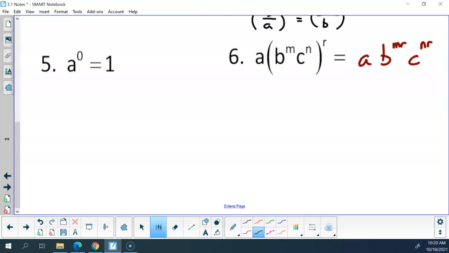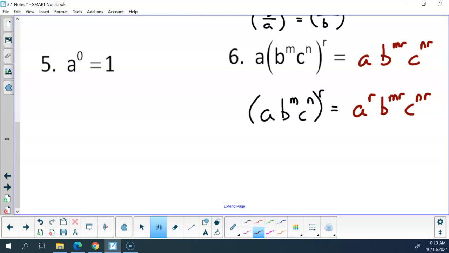Because the A is not in the set of parentheses. Now, if I rewrote that so that the A was in the set of parentheses, now that A is being controlled by that exponent, so it would also get it. In the first one, the A is outside, it's not being controlled by it. In the second one, it's inside the parentheses. Now it's under R's control. So now it also is.